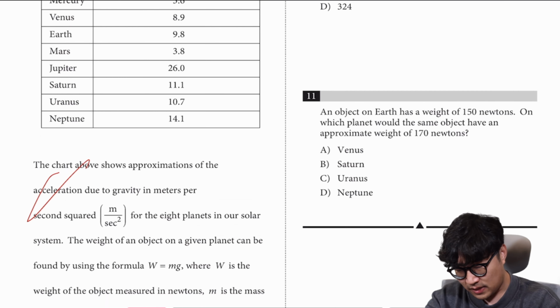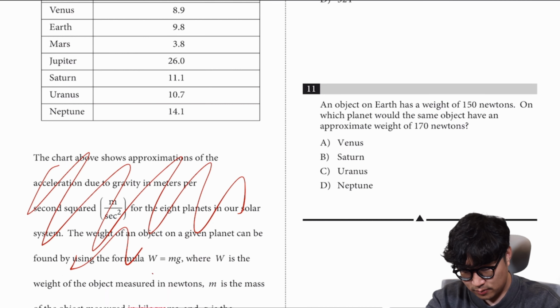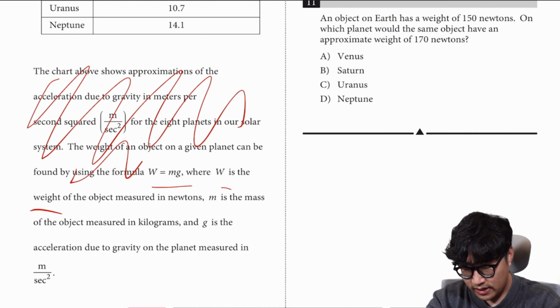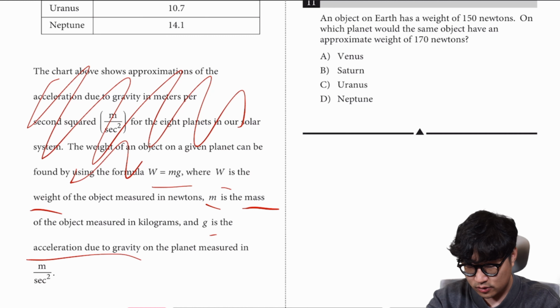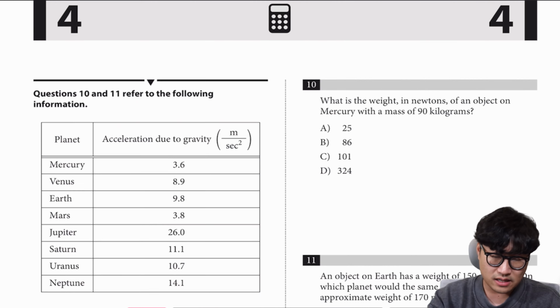The chart above, blah, blah, blah. W is equal to mg. W is weight, m is mass. What are you talking about? It doesn't matter. g is the acceleration due to gravity. If you're taking physics, you should already know this concept by now. But let's go. So number 10.